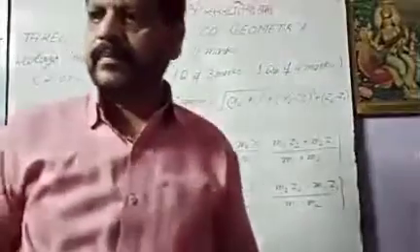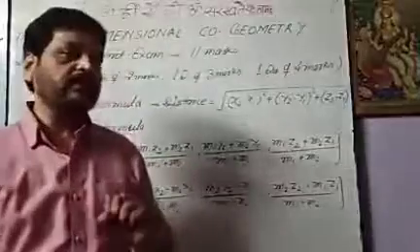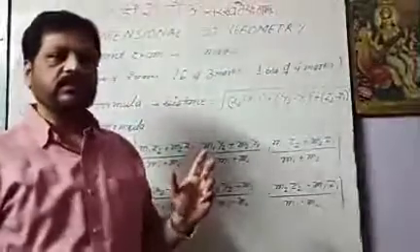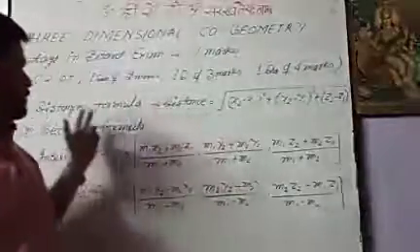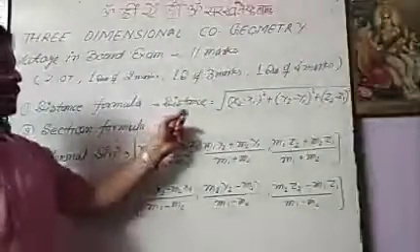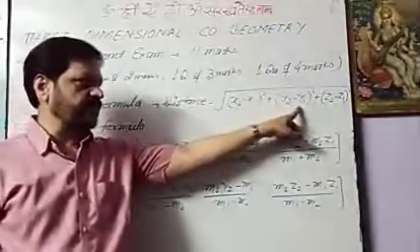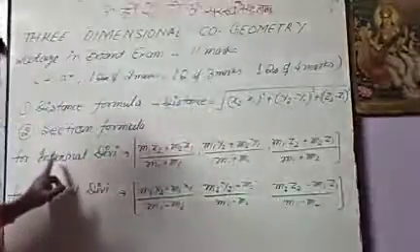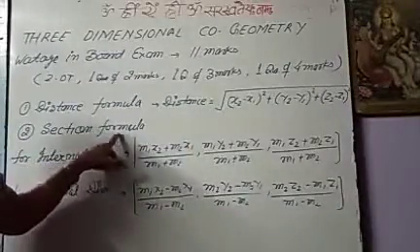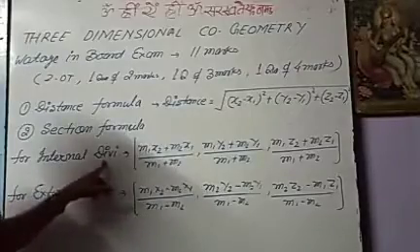We have studied in 11th class how to find the distance between 2 points and the section formula. The distance formula is the square root of (x2 minus x1) whole square plus (y2 minus y1) whole square plus (z2 minus z1) whole square. And the section formula is for internal division.